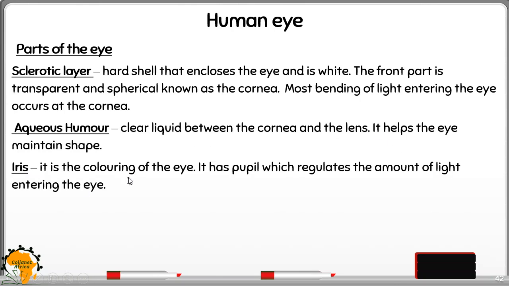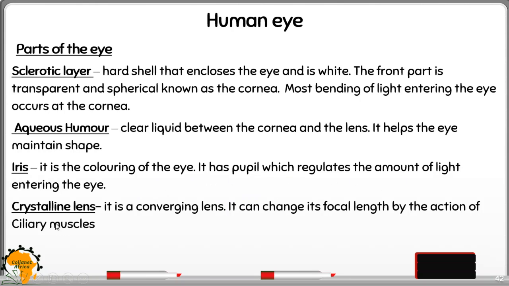We have the iris. This is the coloring of the eye. It has the pupil, and this pupil regulates the amount of light entering the eye. We have the crystalline lens. This is where the refraction of rays takes place, and it can change its focal length by the action of the ciliary muscles when they relax or when they contract.